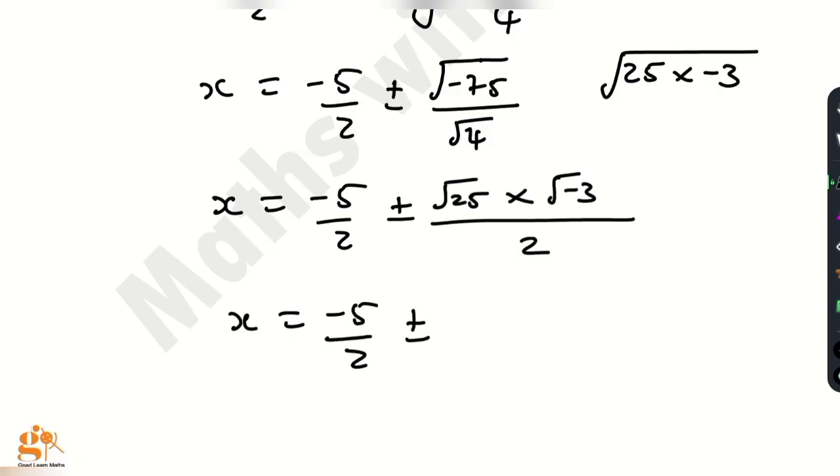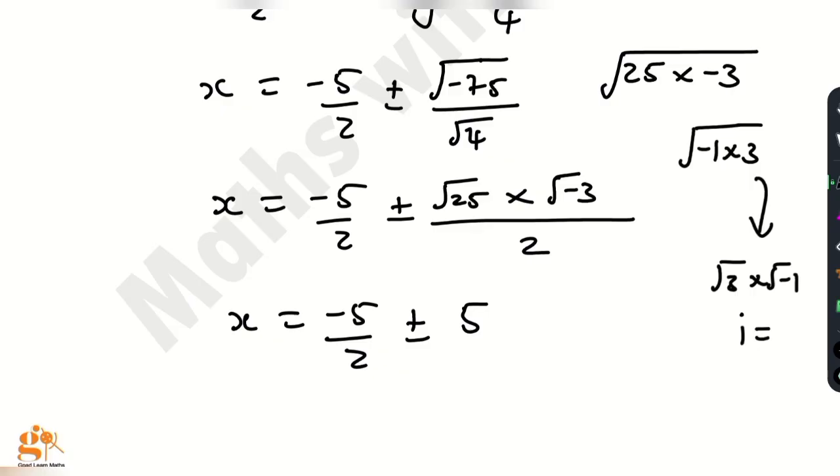So moving on, I'm going to have that x is equal to negative 5 over 2 plus or minus. The square root of 25 is what? 5. What about the square root of what? Negative 3. I can still write it like this. See, this can be written like this: minus 1 times 3. And which can also be rewritten like this: root 3 times root negative 1. Root negative 1 is an imaginary unit. So I can represent it with what? i is equal to root negative 1.